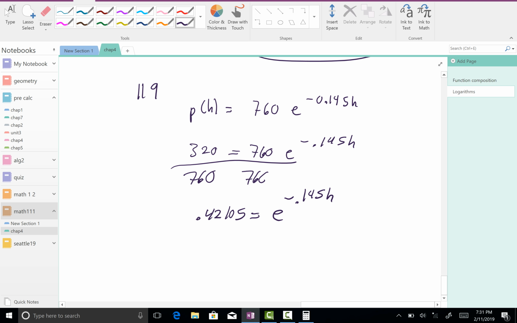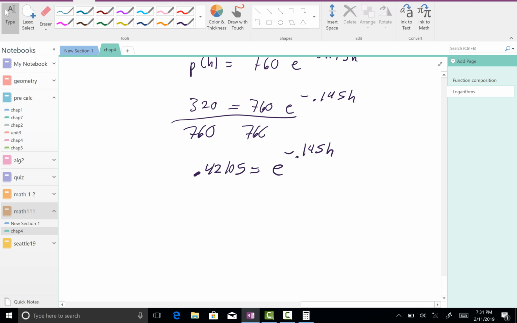Okay, here we go. So we have a couple of different options here, but one option is to use the definition of the natural log or logarithm, right? Okay. So we have e, our natural log, right? That's our base, e. What are we going to take the natural log of? 0.42105. 0.42105, right? And then that's going to be equal to what? Negative 0.145H. There we go.